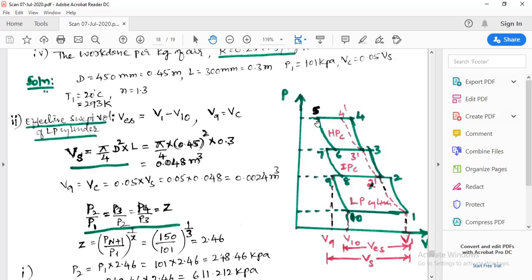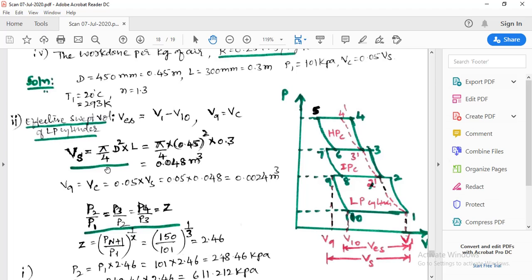So now I will first find out the effective swept volume, that is V1 minus V10. These values, V1 and V10, we have to find out first. This is the effective swept volume. First I will find out the swept volume Vs, which is pi by 4 into d square into L. This is the swept volume of the first cylinder. D is given, L is given. Substitute the values and I get 0.048 meter cube.